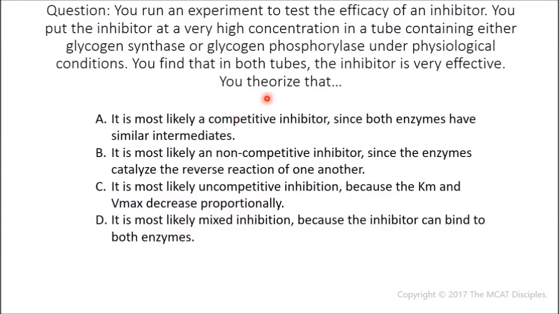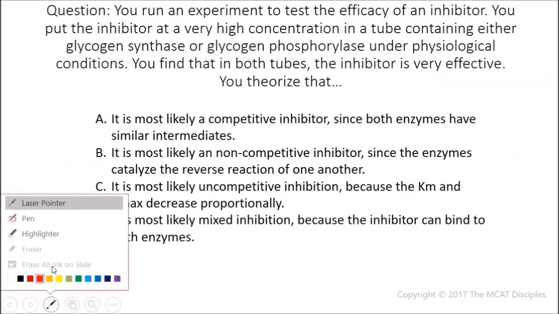So here's a question for you. You run an experiment to test the efficacy of an inhibitor. You put the inhibitor at very high concentration in a tube containing either glycogen synthase or glycogen phosphorylase under physiological conditions. You find that in both tubes, the inhibitor is very effective. You theorize that A, it is most likely a competitive inhibitor since both enzymes have similar intermediates. B, it is most likely a non-competitive inhibitor since the enzymes catalyze the reverse reaction of one another. Or C, it is most likely uncompetitive inhibition because the Km and the Vmax decrease proportionally. Or D, it is most likely mixed inhibition because the inhibitor can bind to both enzymes. What's the answer?